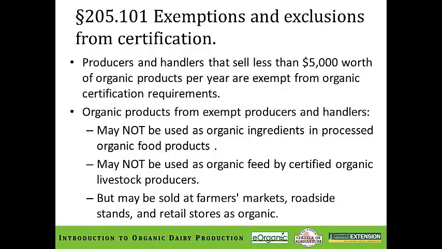205.101 are the exemptions and exclusions from certification, and this is producers or handlers who sell less than $5,000 a year of organic product. However, within this exemption, these products that are sold under this $5,000 exemption cannot be used as an organic ingredient in processed food products, and most importantly to this module, these exempt products may not be used as organic feed by certified organic livestock producers. This is really just an exemption that usually applies to backyard farmers or small gardeners who are selling product at the farmer's market or a roadside stand.